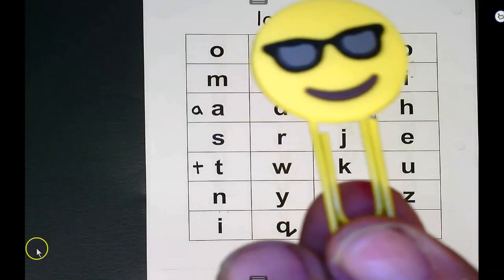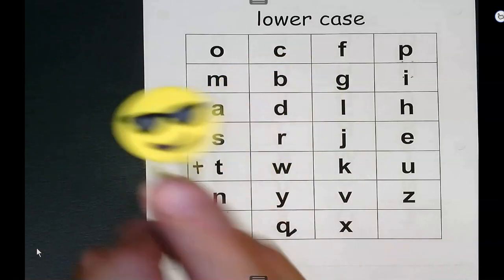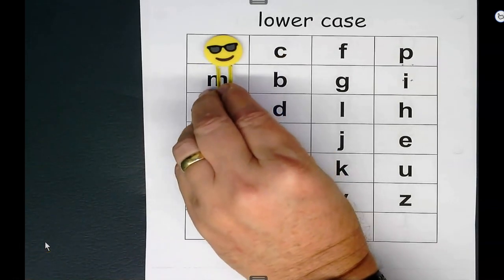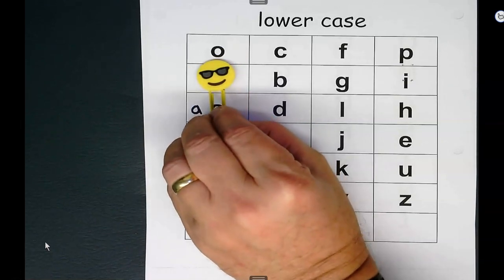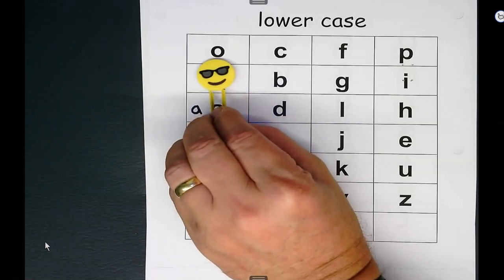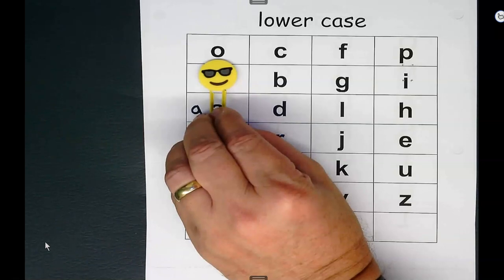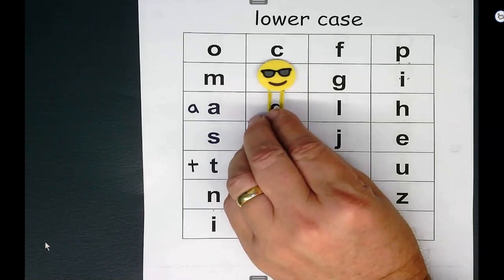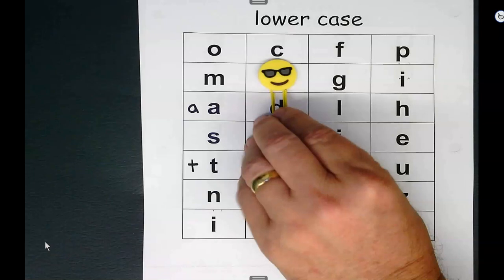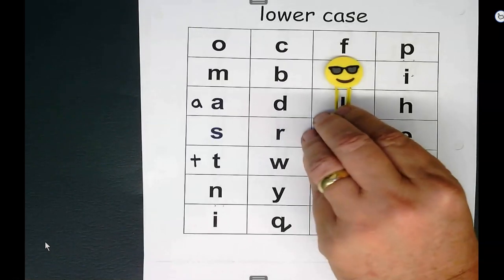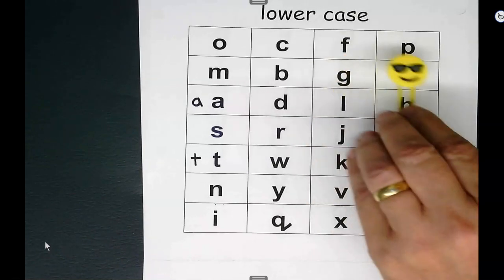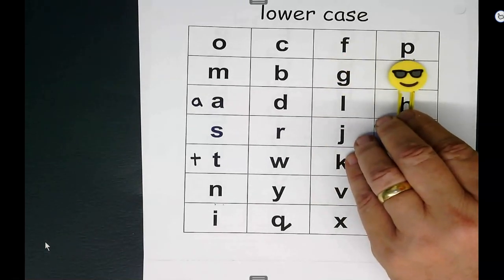Okay, everybody, these are the lowercase letters, the way that they will be asked for the ABC parade. And we will begin. What is the name of this letter? O. What is the name of this letter? C. What is the name of this letter? F.